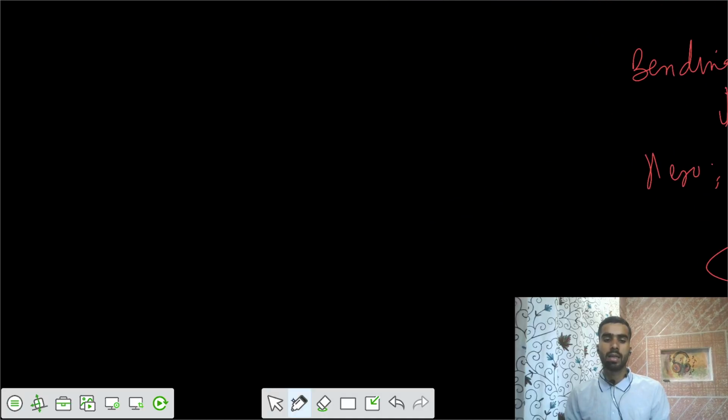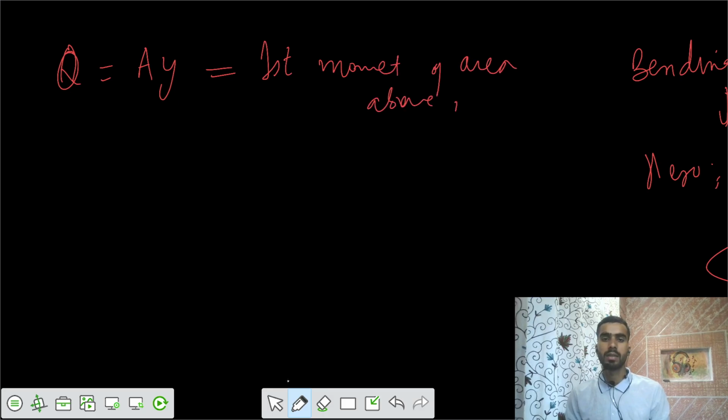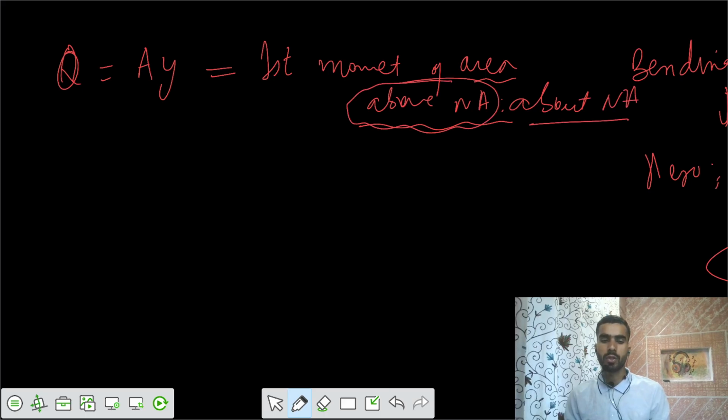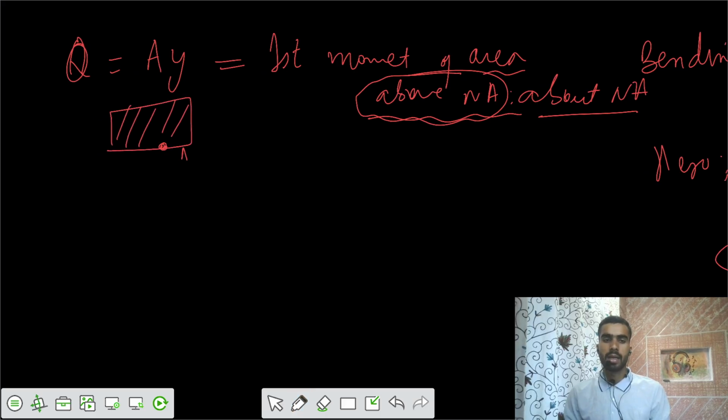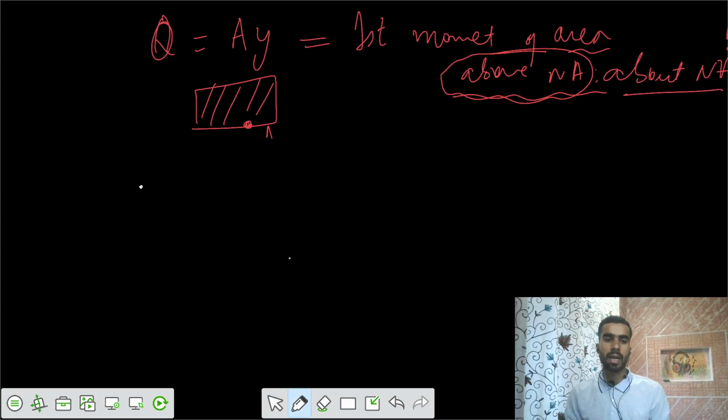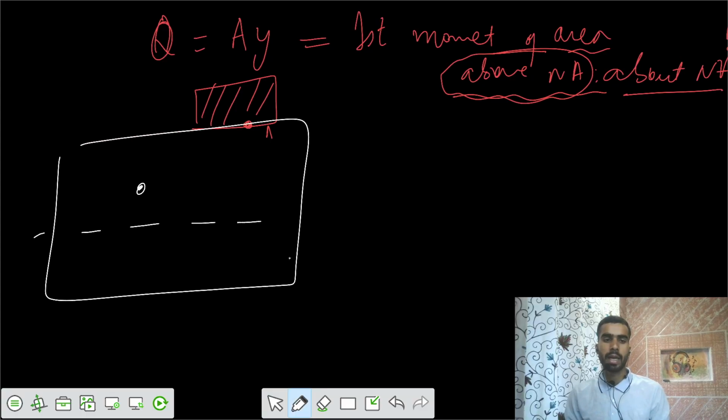Now you could solve that. We know that Q equals AY, the first moment of area, where the area should be above the neutral axis. The moment should be about the neutral axis, but the area should be above that point A. Then I can say that you can take the area below also. If you had that point A, you can take the area from the cross section.